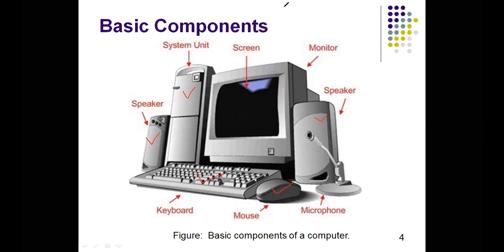Now you have an idea. By using this keyboard and this mouse, we can give input, and we send that inputted data inside this casing, where we have a CPU, isn't it? To the CPU. Yes. And the CPU has two parts: one is the arithmetical and logical unit, another one is the control unit.